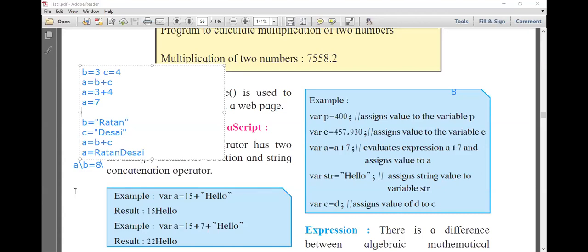So this plus sign has two purposes. The first purpose is that we can do addition, and what we did here is concatenation, meaning join. So you can concatenate the values, or you can add the values by using the plus operator. This plus operator is used for two different purposes. Understood?